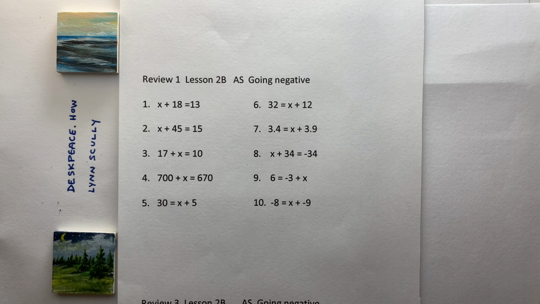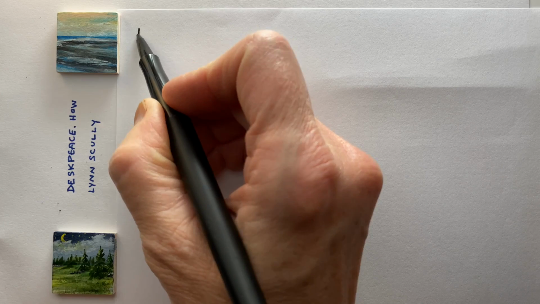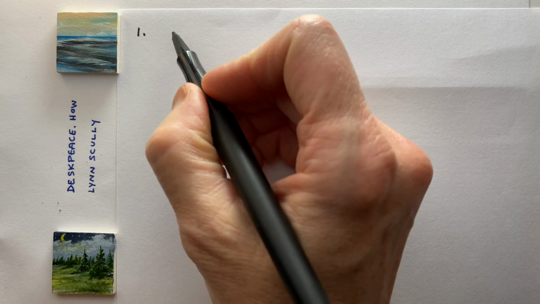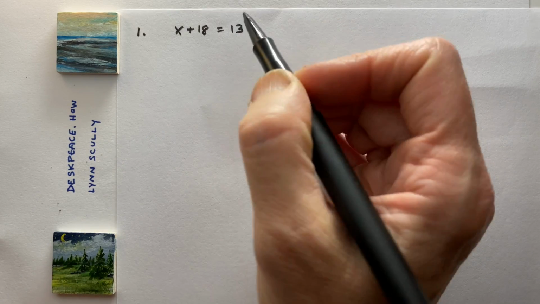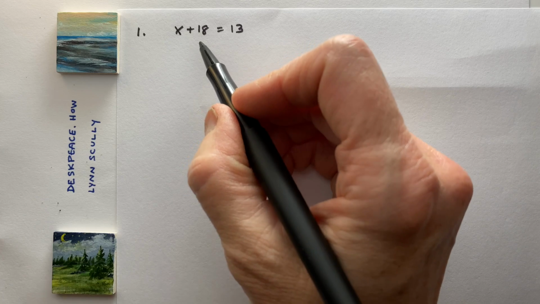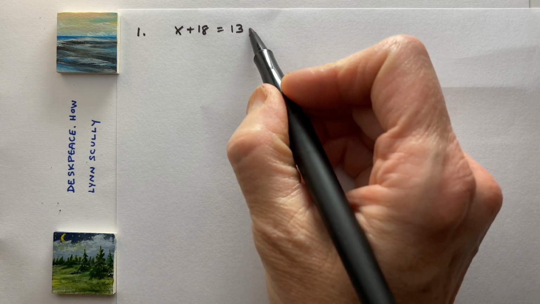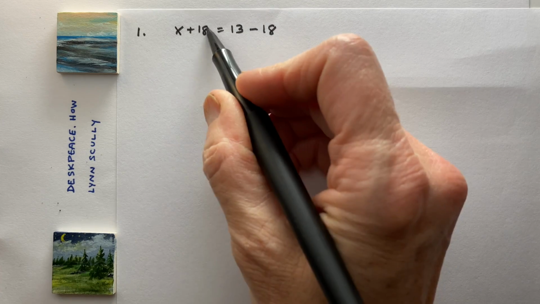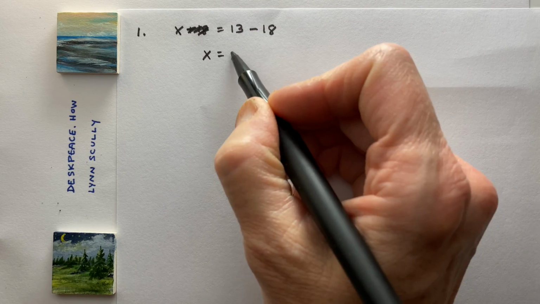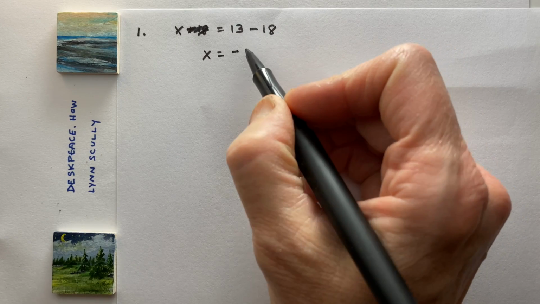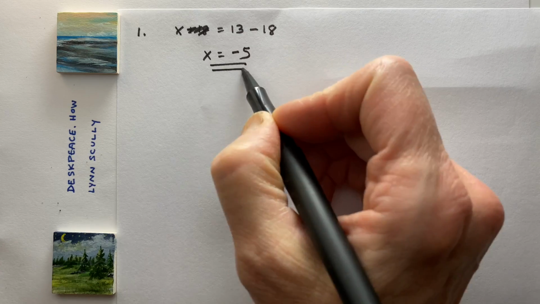Review lesson 1 and 2 on doing addition and the values go negative. This is review 1. Number 1, x plus 18 equals 13. I want to solve for x. 18 is attached by addition, move it by subtraction to the other side of the equal sign. X equals negative, and then 18 minus 13 is 5.